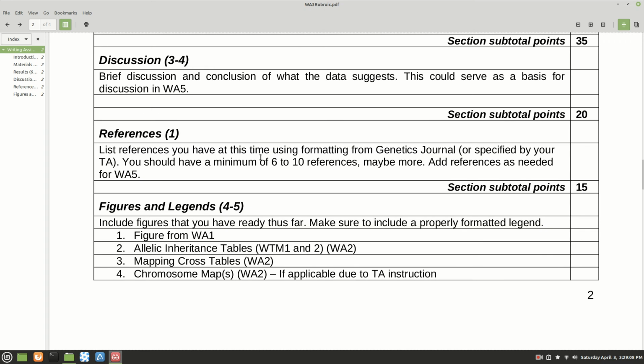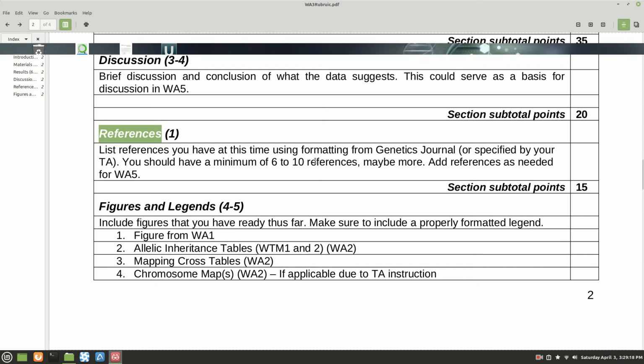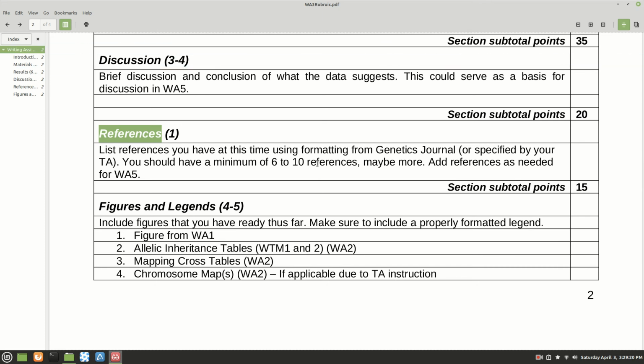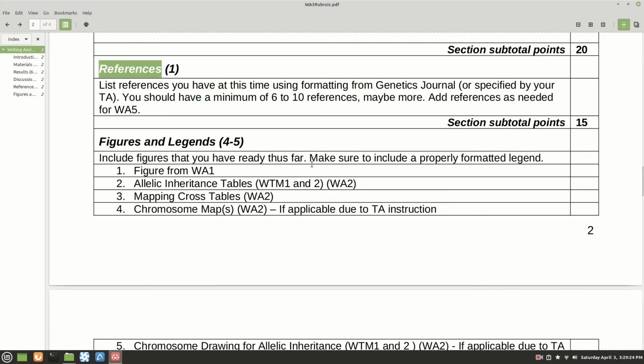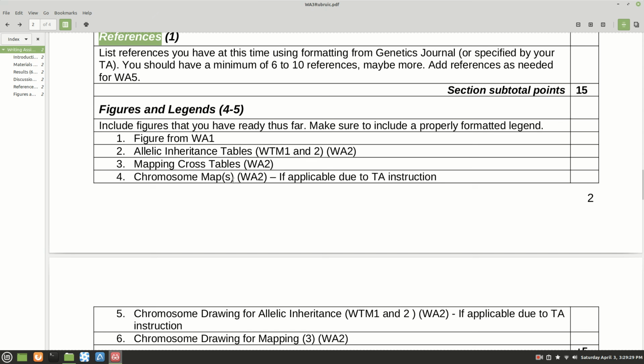References, make sure you number them. Start at the top of a page for references. So it needs to be a brand new page, references at the top, number them 1 through whatever, 6 to 10 at this point, and left and right justify them. Make sure you remember that. A few people did the left but didn't do the right. And then down here is where you put your figures and legends.